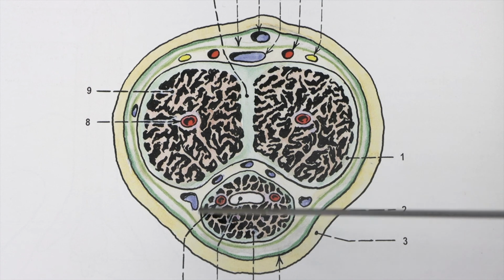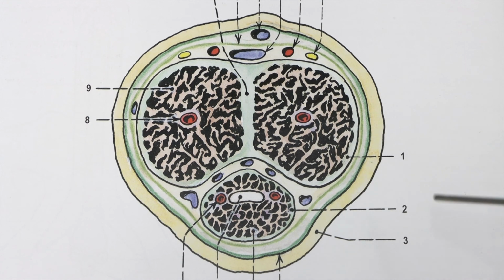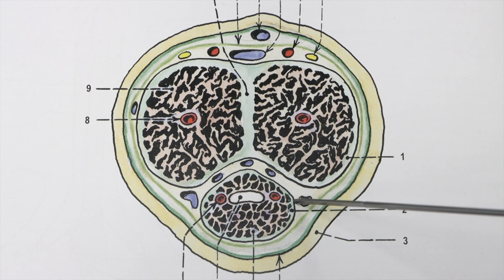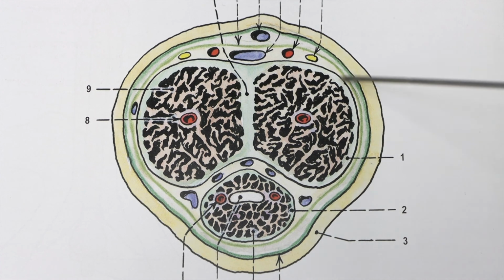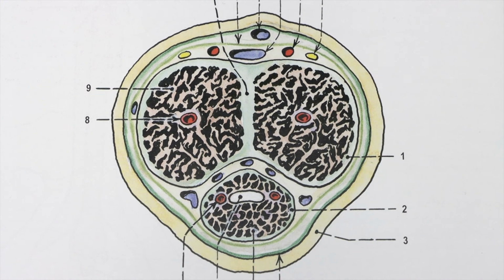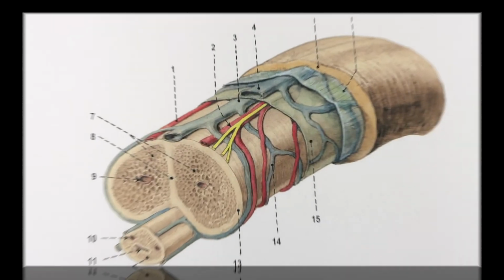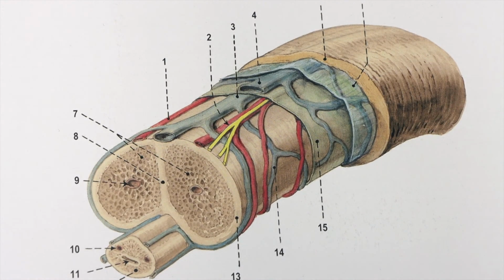The tunica albuginea and the spongy part are not as well seen as the corpora cavernosa. It's important, and in the next picture I'm going to show you this structure. So here is another view of this cross section that we already mentioned. This is the view from the left side, from above and from the anterior side of the penis.